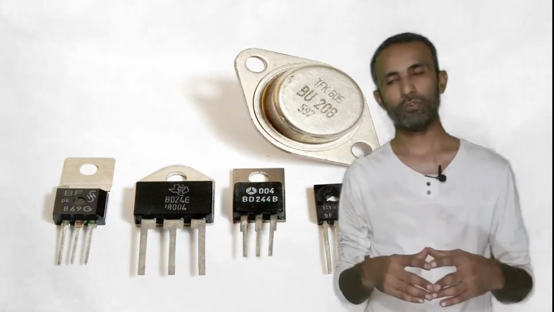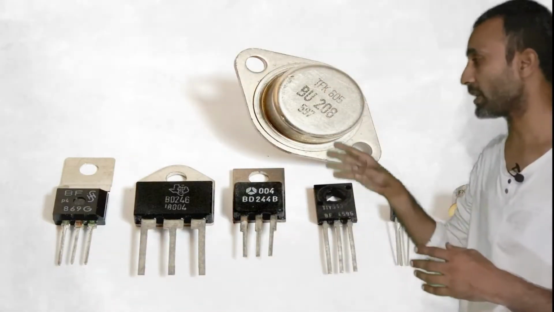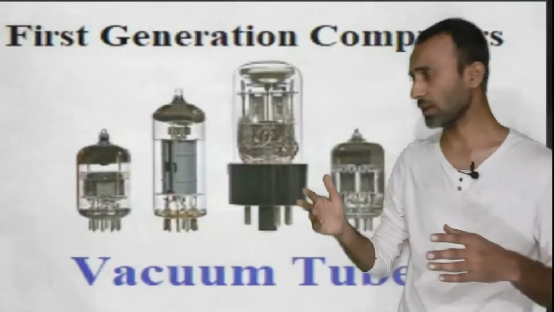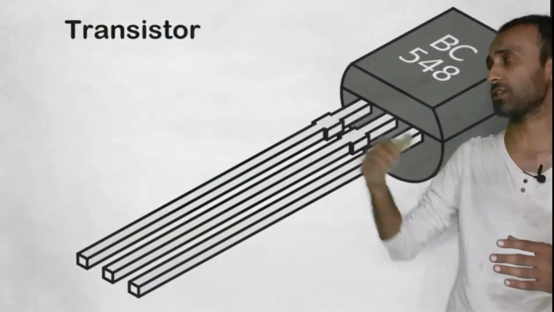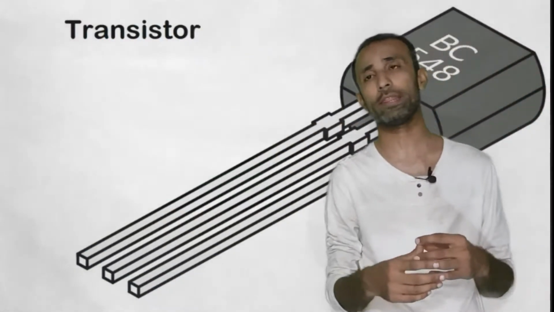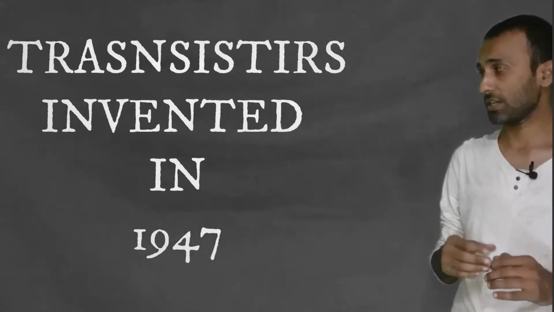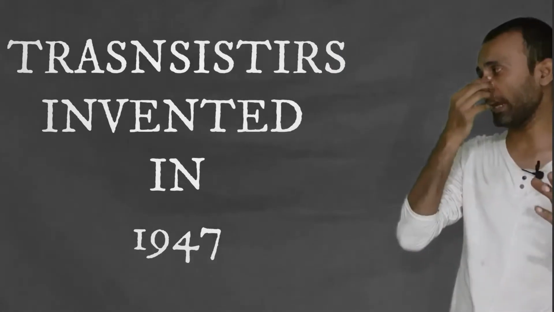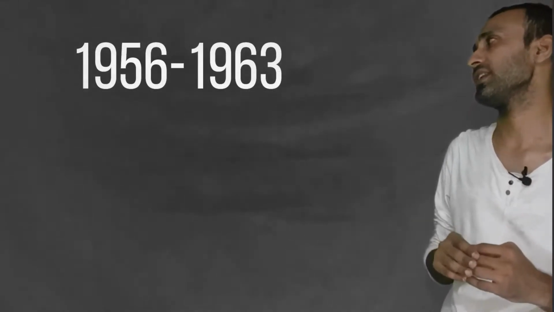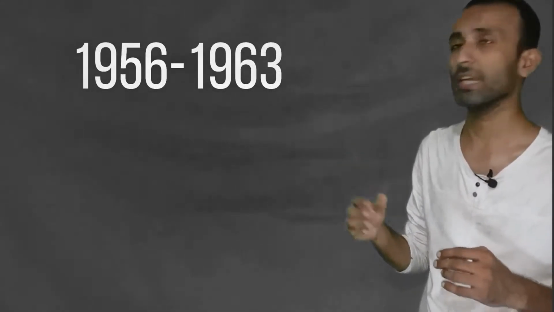The second generation, which was based on the transistor, you can see this is the shape of a transistor. Now, why were the vacuum tubes replaced by the transistor? The reason: the vacuum tubes were bigger in size. After that, the transistor, which was invented in the year 1947, but was launched officially in the year 1956, was named as the second generation of the computers, from 1956 to 1963. So what was the difference?